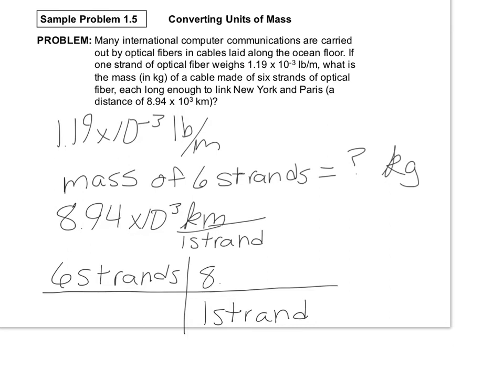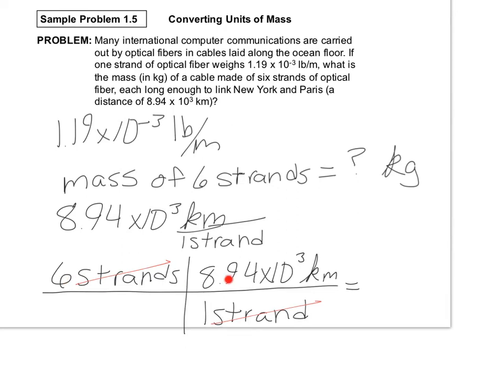There's 8.94 times 10 to the 3 kilometers. All right. Now, I always like to do the math with my units first. Strands divided by strands equals 1, so I'm going to cross those out. Anything divided by itself is always equal to 1, right? If I have 2 divided by 2, that's equal to 1. Strands divided by strands, that's equal to 1. So now let me do my math.